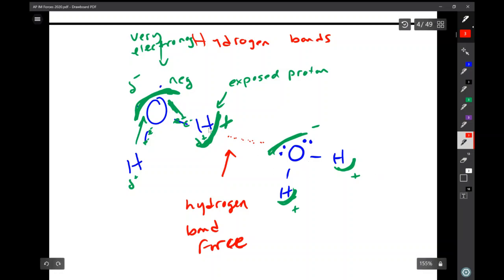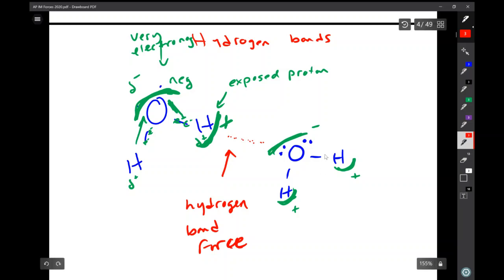It's the positive end of this one polar water molecule and the negative end of this other polar water molecule. So yeah, they're attracted to each other. But it's a little more specific because it's hydrogen, very strong positive, very strong negative there. So that's where you get your hydrogen bonds, your hydrogen forces, hydrogen attractions.